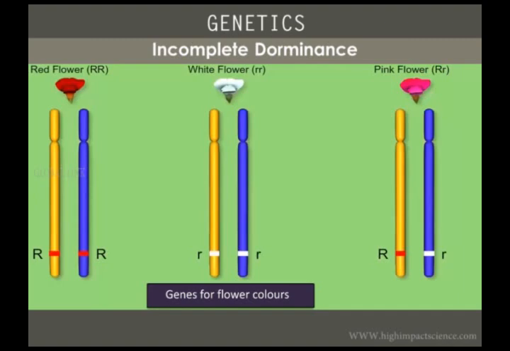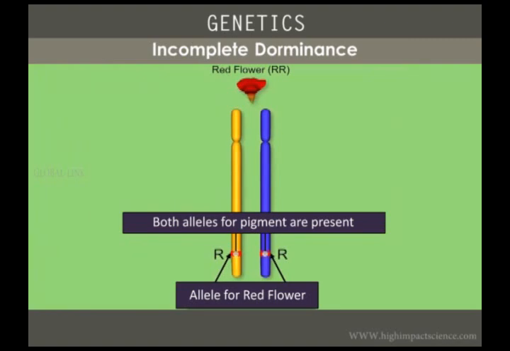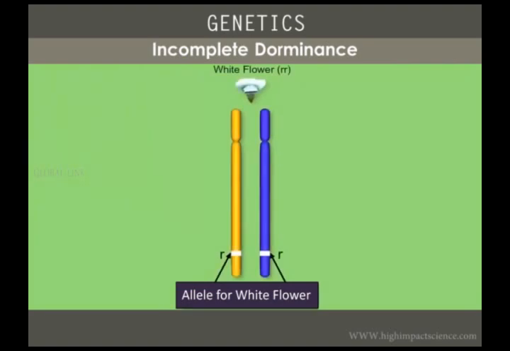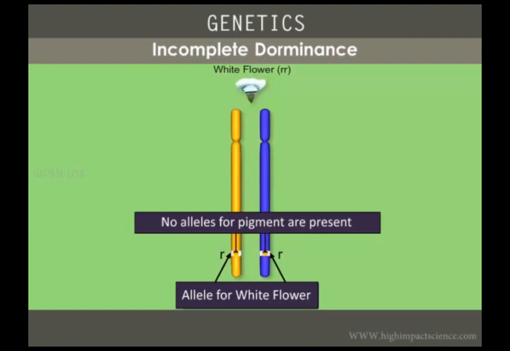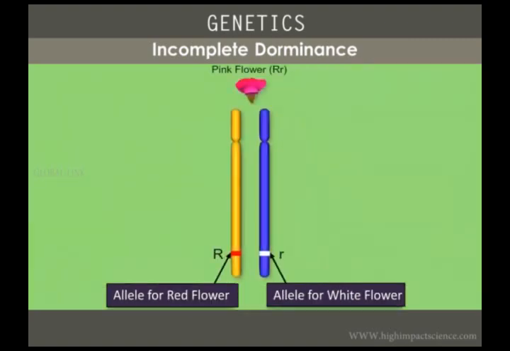It is the gene for flower color that controls the amount of pigment in the petals. Each allele is a code for a trait, that is, a specific amount of pigment. When both alleles for pigment are present, the petals are dark red due to heavy pigment production. On the other hand, if none of the alleles for the pigment exist, the flower is white. However, when only one of the alleles is present, only half the pigment is produced, creating a pink shade.